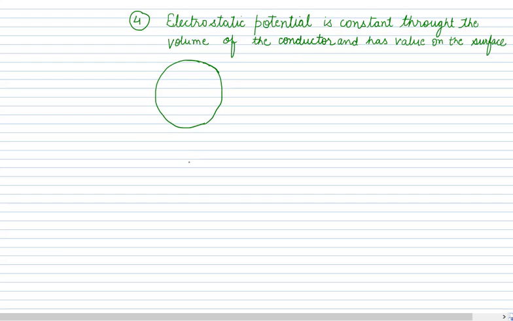The fourth point is electrostatic potential is constant throughout the volume of the conductor and has value on the surface. So let's talk about electrostatic potential, that is V. So now come to a conductor.